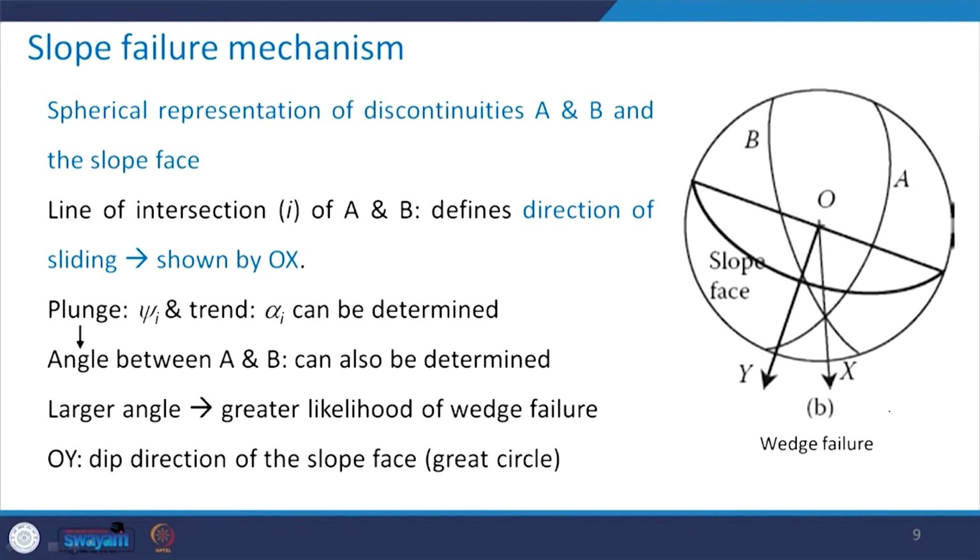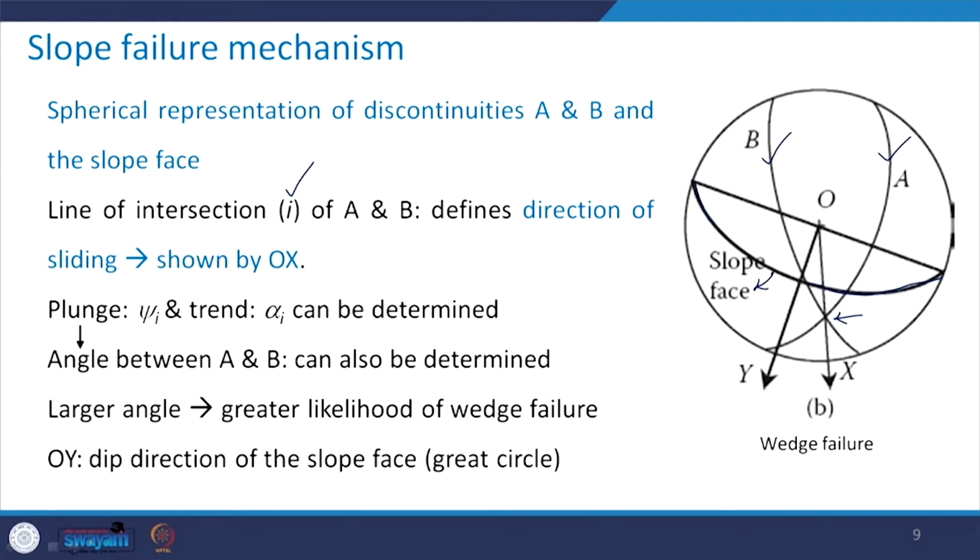I have already mentioned that this is the great circle which is showing the discontinuity A. This is the great circle showing the discontinuity B. This dark one, that is this one, is showing you the slope face, and wherever these are intersecting, this is the line of intersection of these two planes. That means I am representing that line of intersection, let us say, by a subscript of I.